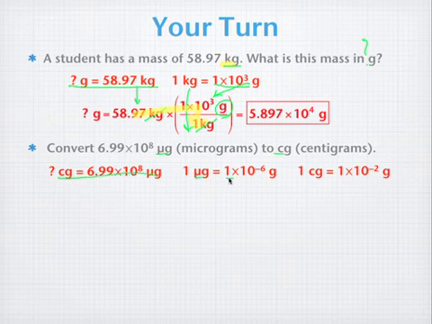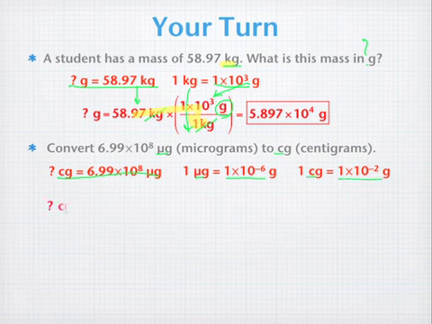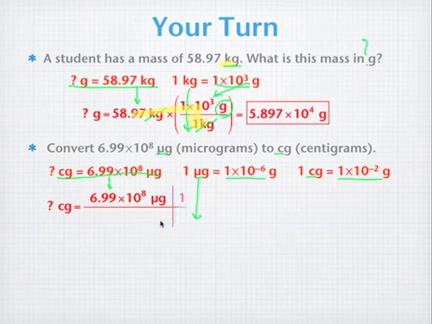Micro means 10 to the minus 6. Centi means 10 to the minus 2. Let's do the railroad tracks method. Bring down our starting equality. Micrograms goes into the numerator to cancel out. So 1 times 10 to the 6 grams in the numerator. Maybe I said that wrong. Micro goes in the denominator. Grams goes in the numerator. Cancel out the micrograms. Now we have grams.